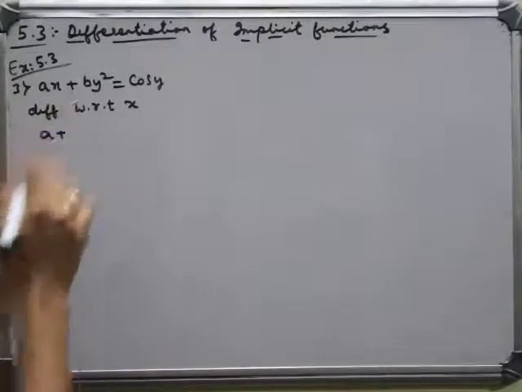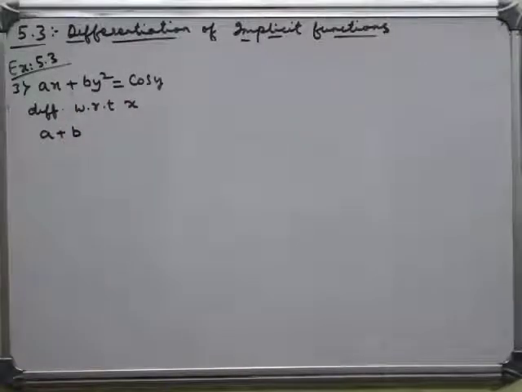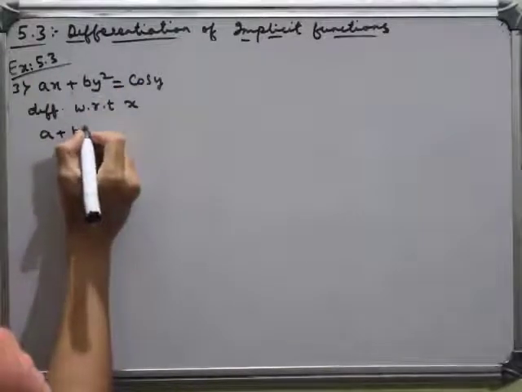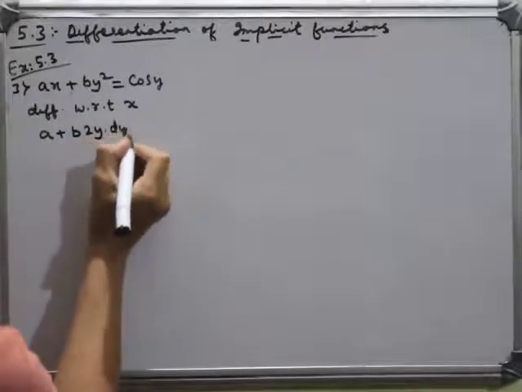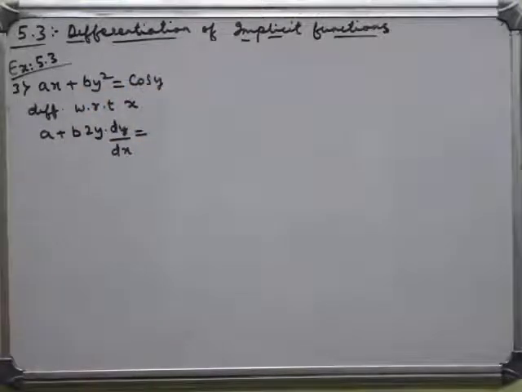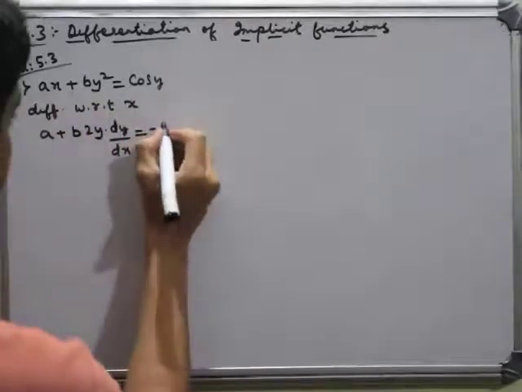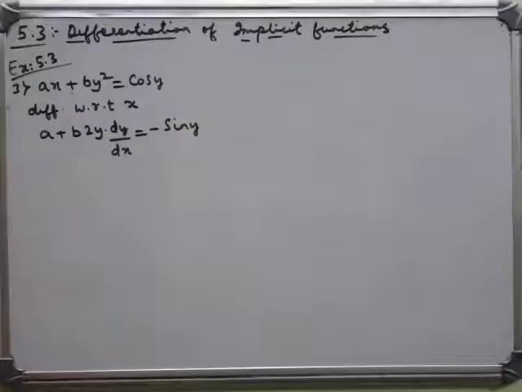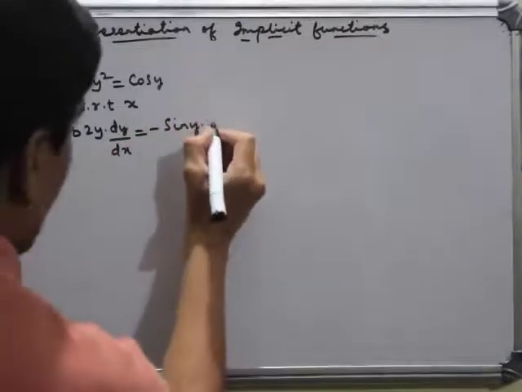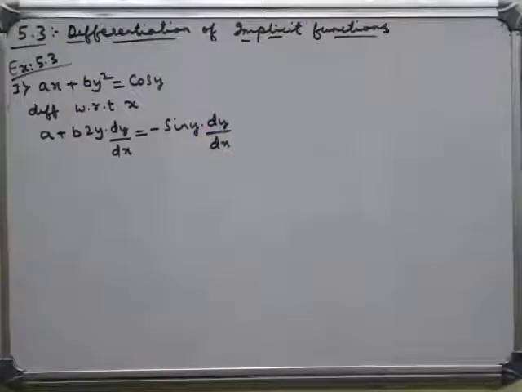Again, this is of the form constant into function. So write the constant first and then the differentiation of y square. This one we have discussed already. Differentiation of y square is 2y into dy by dx, which is equal to the differentiation of cos y. How will you differentiate cos y? First differentiate the cos function. So you will get minus sin y, because differentiation of cos x is minus sin x. Differentiation of cos y will be minus sin y into dy by dx.